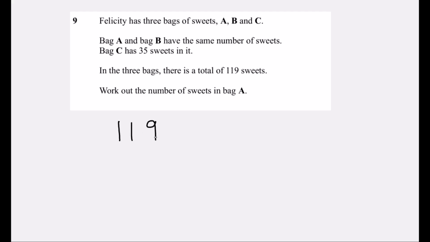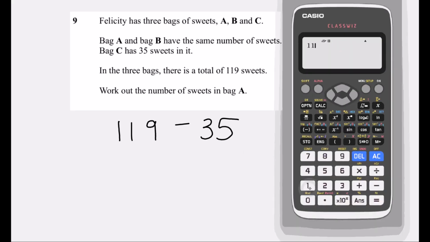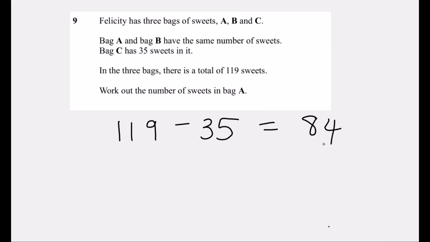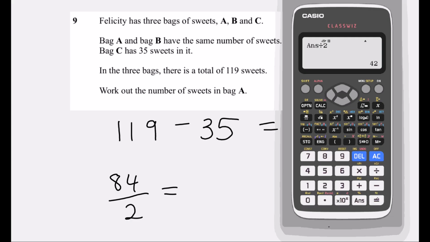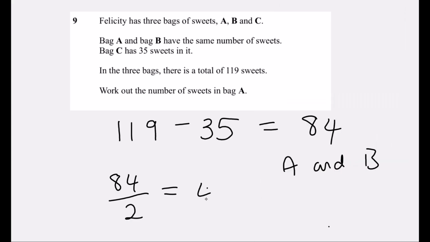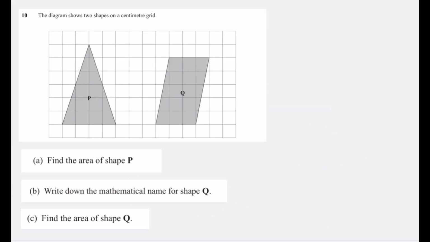So we've got 119 sweets in all 3 together. If we take away C, which is 35, 119 take away 35 is 84. So that's taking away C, so that's in A and B. And A and B have the same number. So all we've got to do, split that 84 in half, divide it equally. There'll be 42 in bag A and 42 in bag B. So the answer is 42. Question 10.